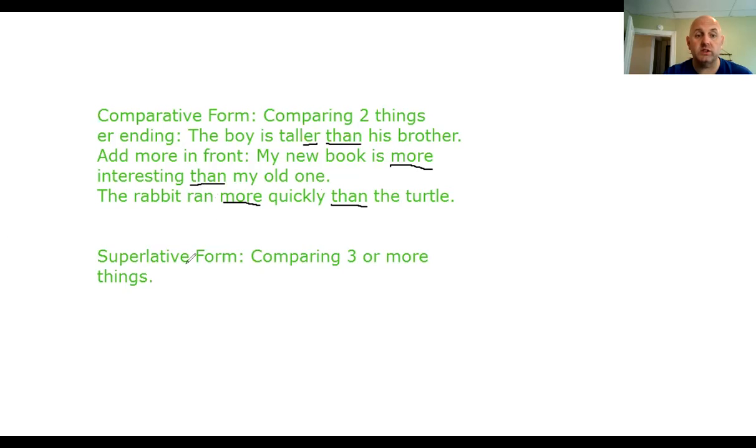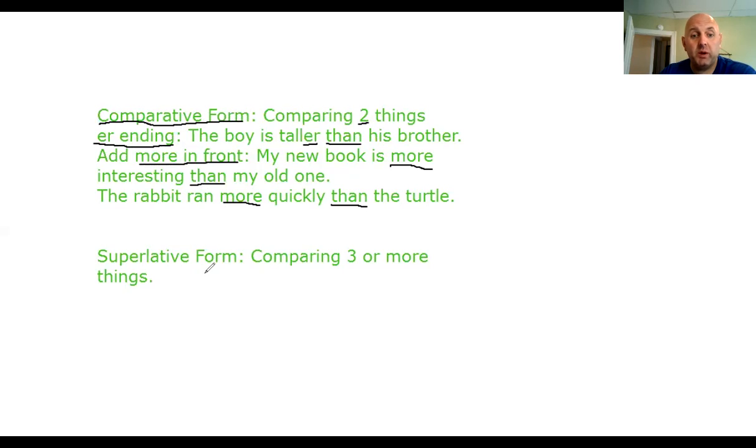When I go on to the superlative form, first let me underline a couple important things up here. Comparative form is two things. Sorry, my cat is joining me for the lesson. It's the beauty of live recording. So two things, I could have an ER ending, or I could add more in front of it.